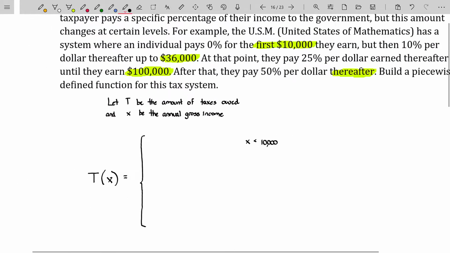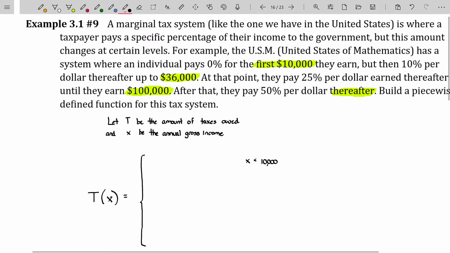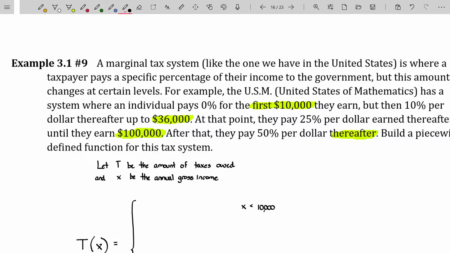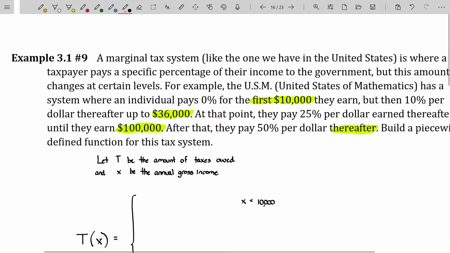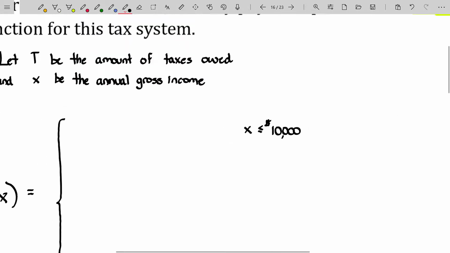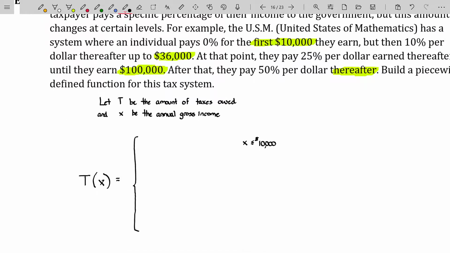Now I need to check if it's less than or equal to. So let's read that sentence. For example, the USM has a system where an individual pays 0% for the first $10,000 they earn. So I can earn up to $10,000. And in that tax bracket, I will not pay any money in taxes. That's $1 right there. And now the second group means that you earn between 10,000 and 36,000.